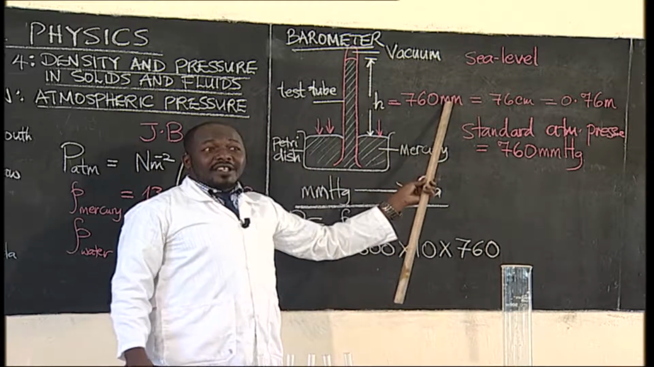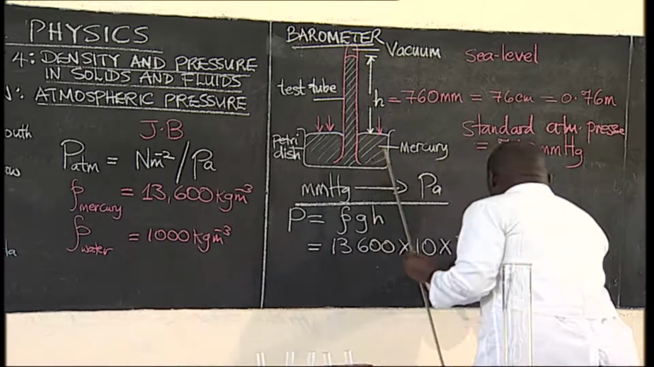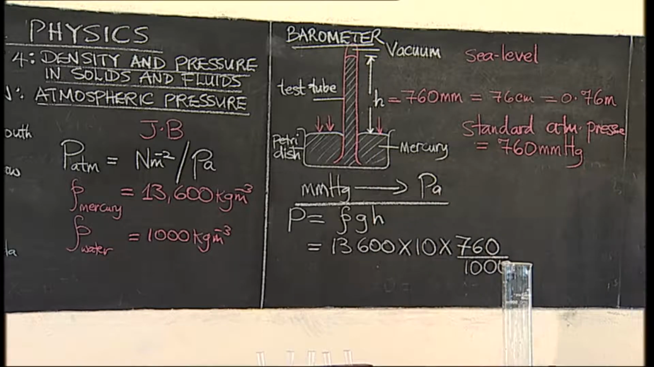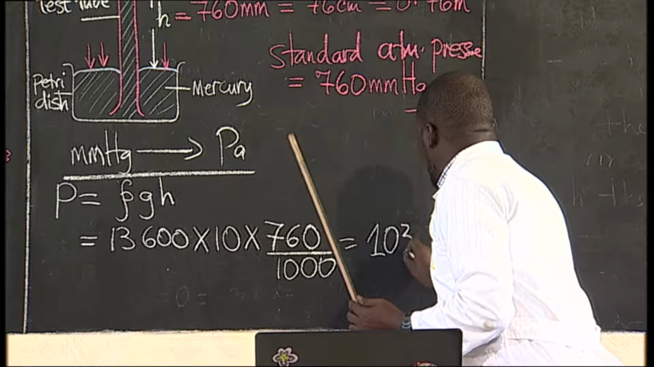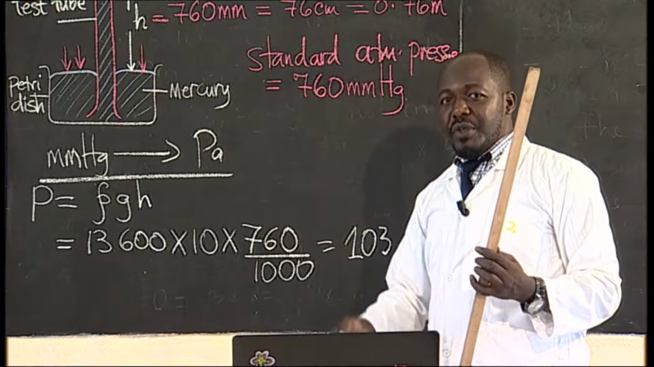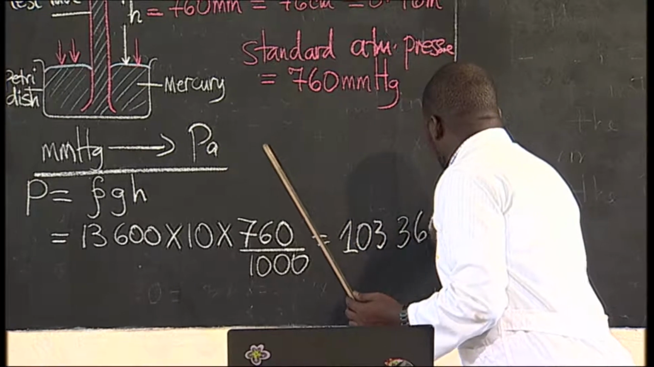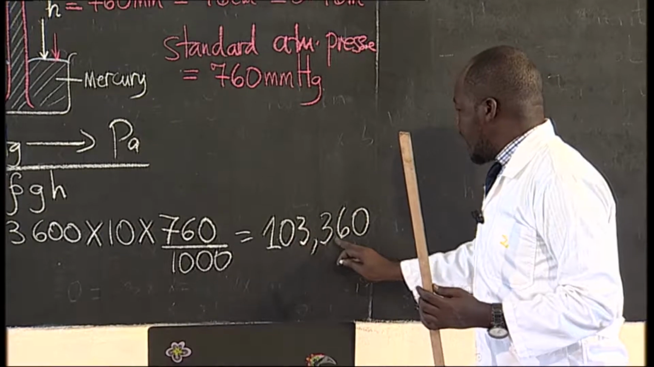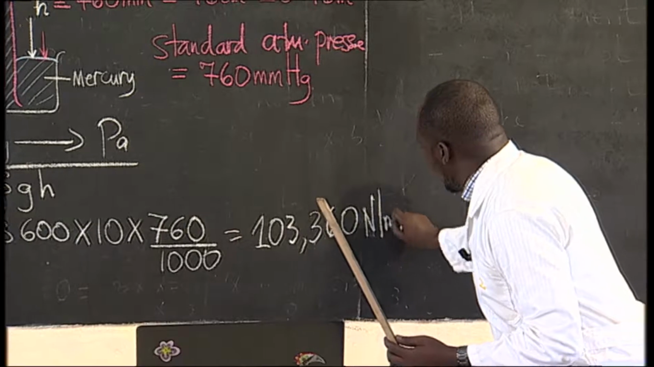But millimeters is not standard. We need to convert it into a standard unit. So we change it into meters. That means we divide this one by what? 1,000. And when you divide this by 1,000 and you compute, we are going to come out with 103. Please try to compute this also. 103,360. That's what you are going to get. 103,360 Newton per meter squared.